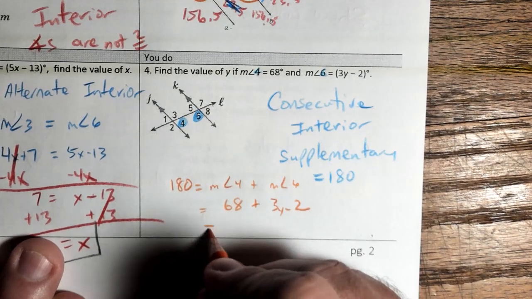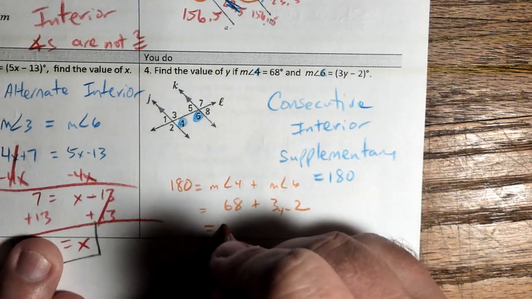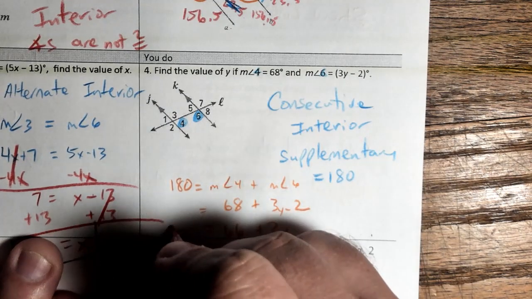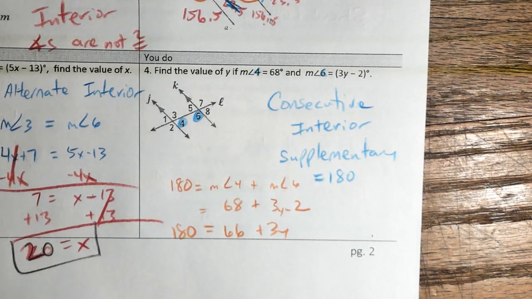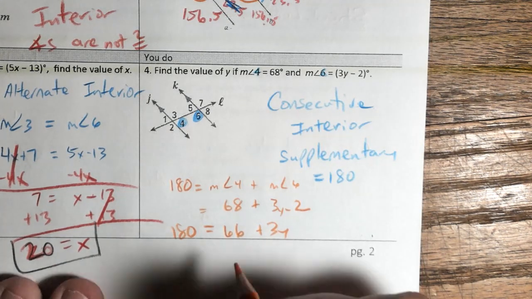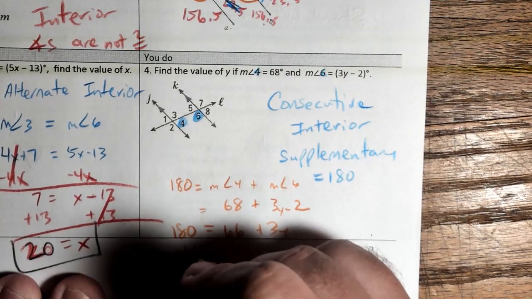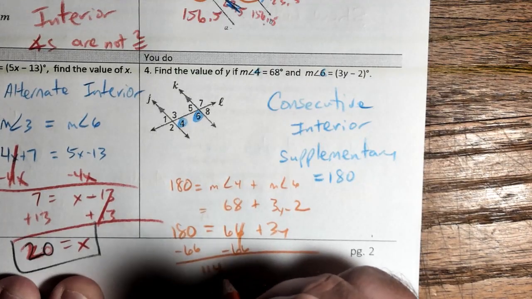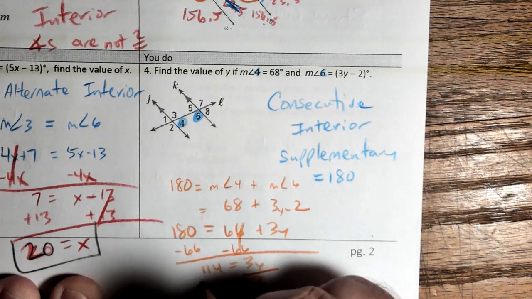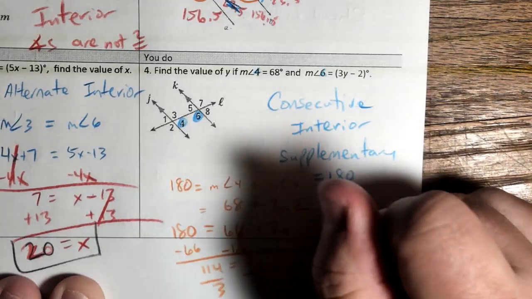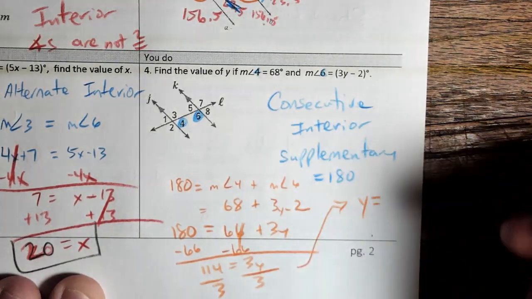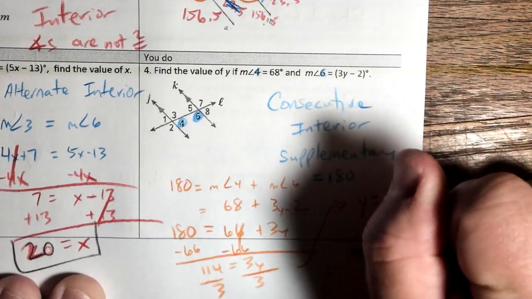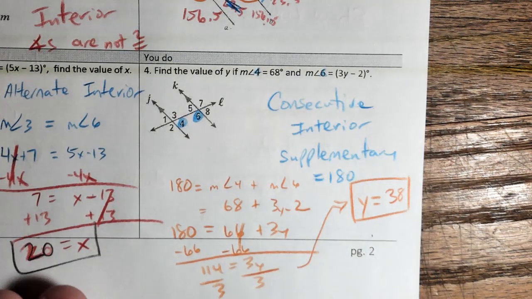So I'm going to combine steps here. 68 minus 2 is 66. 3y comes down. 180 comes down. Subtract 66 from both sides. That's going to give us 114. 3y, divide both sides by 3. Then y is going to be equal to 38. Hope you got the same thing.